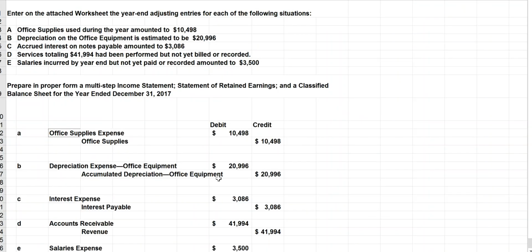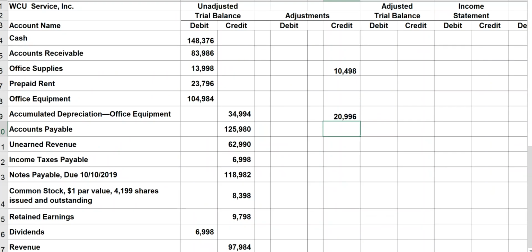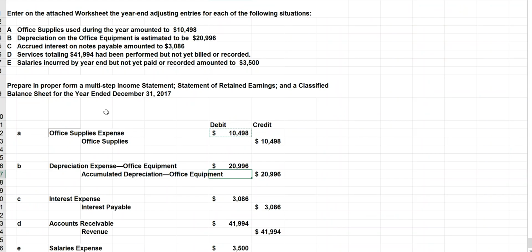So all I'm doing now is, after I do all of my journal entries, my adjusting journal entries, I'm just going to post all of the debits and all of the credits in the appropriate section of the worksheet. So you can continue on with each of the following adjusting entries, placing them on the worksheet.